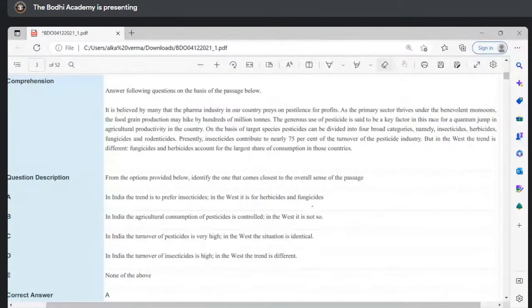So you see, all the other options except A are saying something false, something which is not mentioned in the passage. When all the options are wrong and you are left with only one option, we choose the A one. In India, the trend is to prefer insecticides. In the West, it's herbicides and fungicides. And that is what is said in the passage. It is connecting, right? It's matching. The meaning is the same. So the third one is option A. All right. Moving on to the next one.